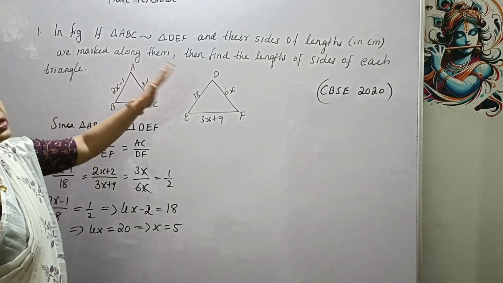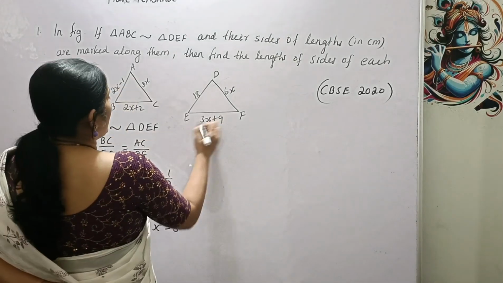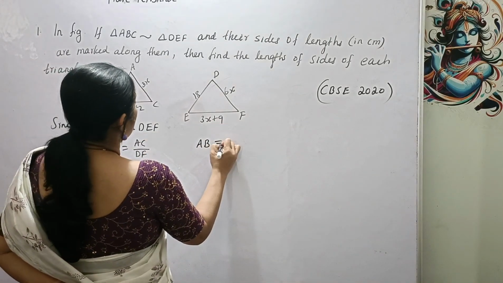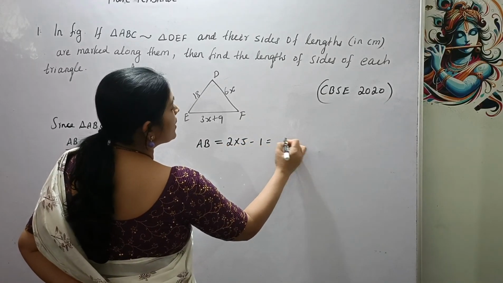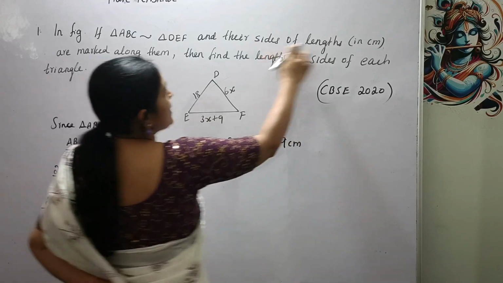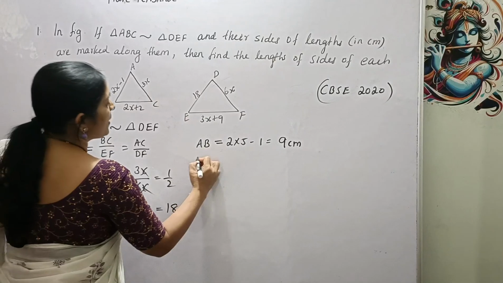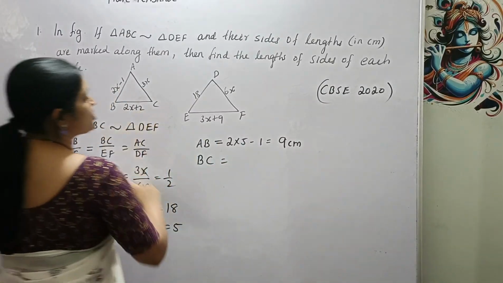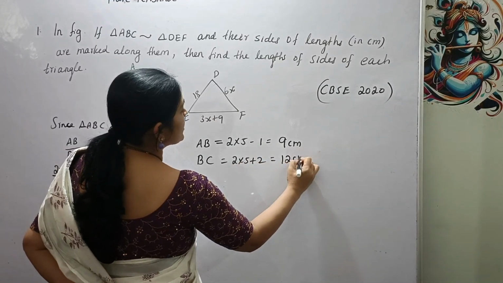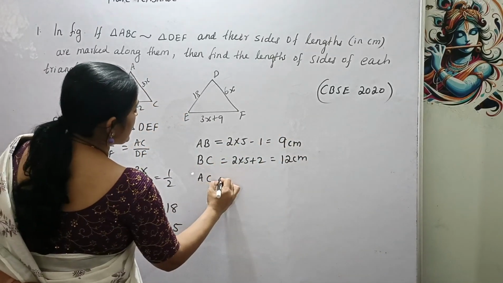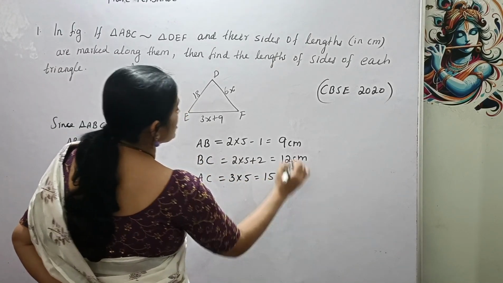Now we can find the lengths of all the sides, right? Substitute the x value. Here AB is equal to 2 into 5 minus 1, that is 10 minus 1, 9 centimeter. Okay, lengths are in centimeter. And next, let's find BC. BC is equal to 2x plus 2, 2 into 5 plus 2, that is 10 plus 2, 12 centimeter. Okay, next AC is equal to 3x, 3 into 5, that is 15 centimeter.